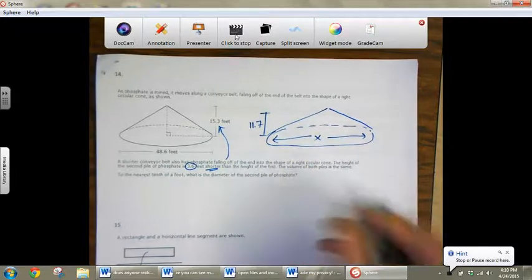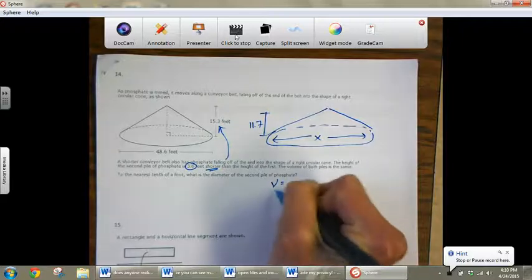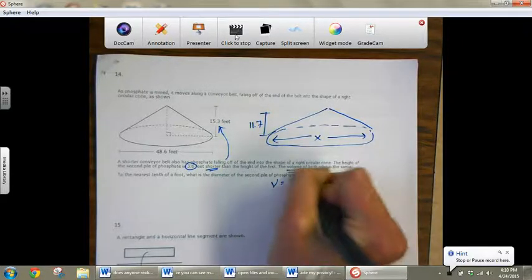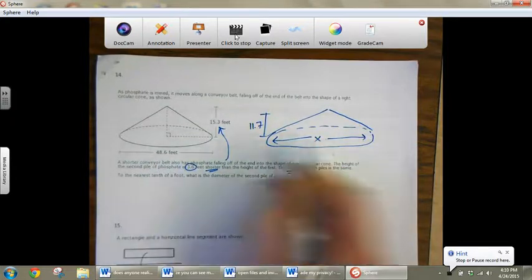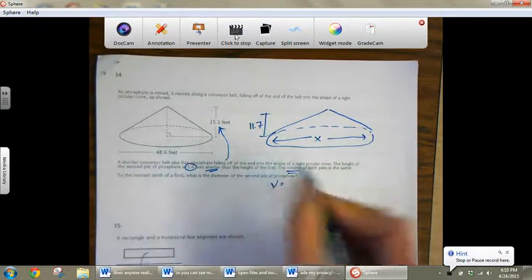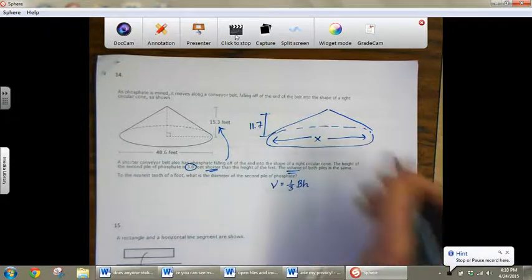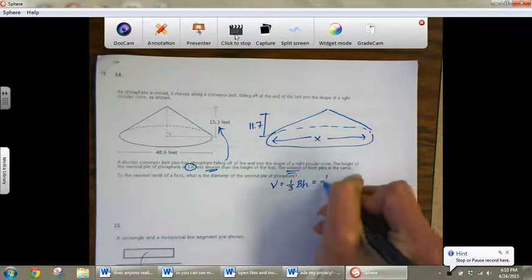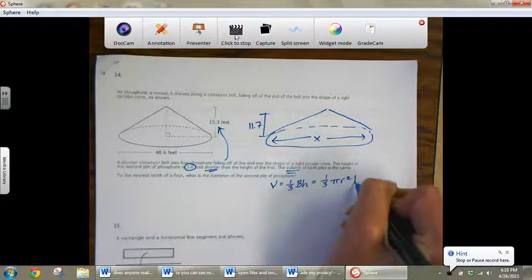So I can write an equation, and I can say that the volume is equal... Oh, I know I'm using the volume equation because they're telling me about volume in the problem. So the volume is our link between the two. I can say that the volume of a cone is 1/3 capital B H. Capital B stands for the area of the base. So that would be equal to 1/3, since the base is a circle, pi r squared times the height.